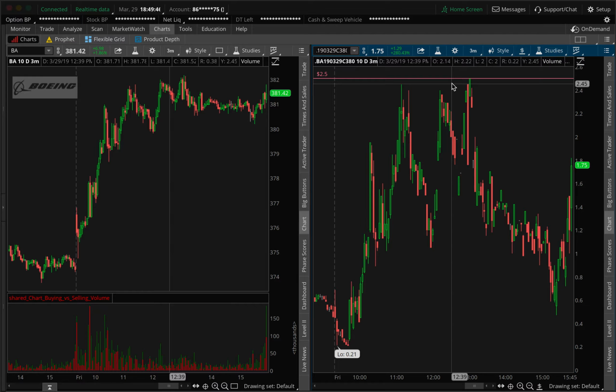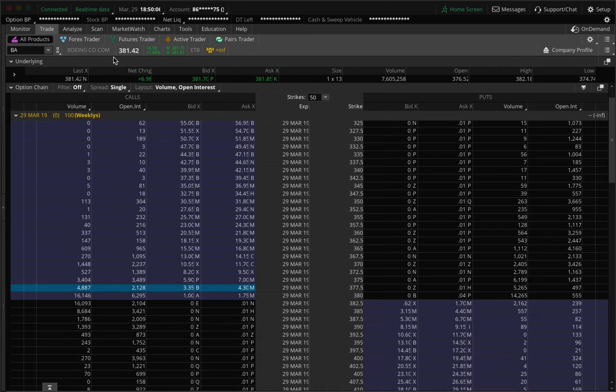That's over 1,100% return. But if you look at the Boeing stock, which was 375 to 382, it's only a 1.8% return. So the stock made a 1.8% return. Meanwhile, the option made an over 1,100% return. We're going to look at the options chain really fast.